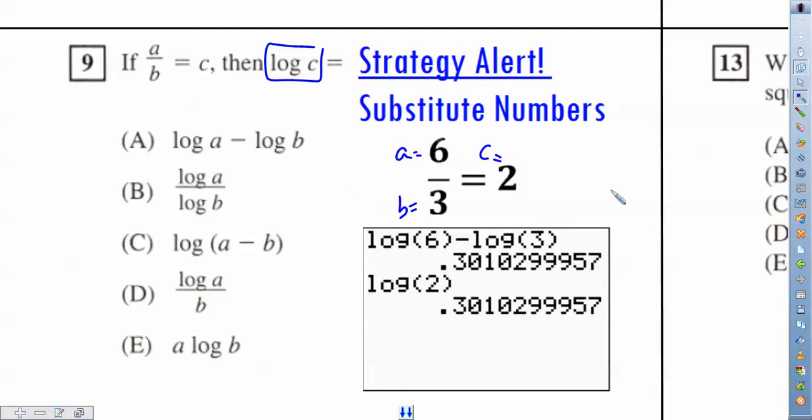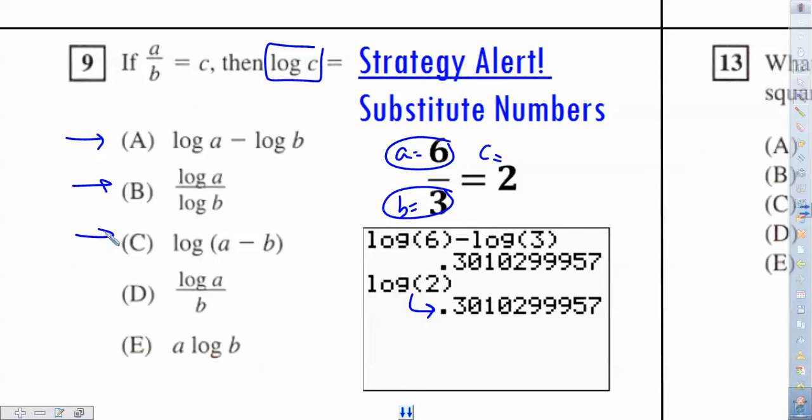And notice if we take the log of 2, we end up with this decimal right here. So now that we have A being 6 and B equals 3, now we can go through and try each one of these choices here using those numbers in our calculator, and what we're looking for is when the decimals match. Notice that when I did my first move right there, the log of 6 minus the log of 3, we end up with that exact same decimal. Success.